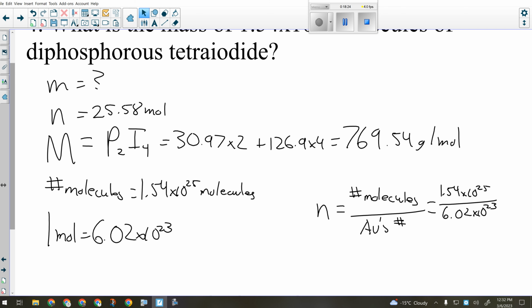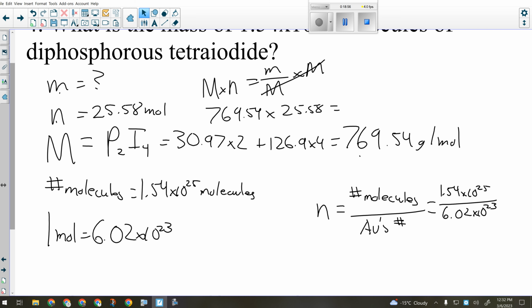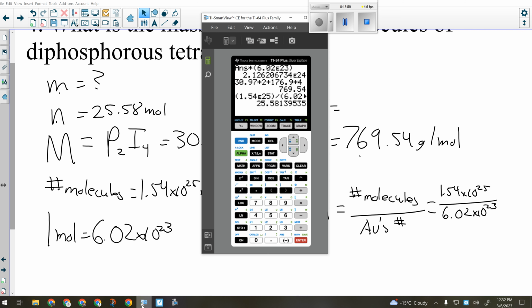Since I now know n and I know big M, can I calculate mass? I can. Okay, now I go back to the mole equation. N equals little m over big M, and I solve for little m. So multiply both sides by big M, and I got little m. So that's going to be 769.54, that's the mass of one mole, times the number of moles, 25.58, with all the decimals. Okay, and include that here.